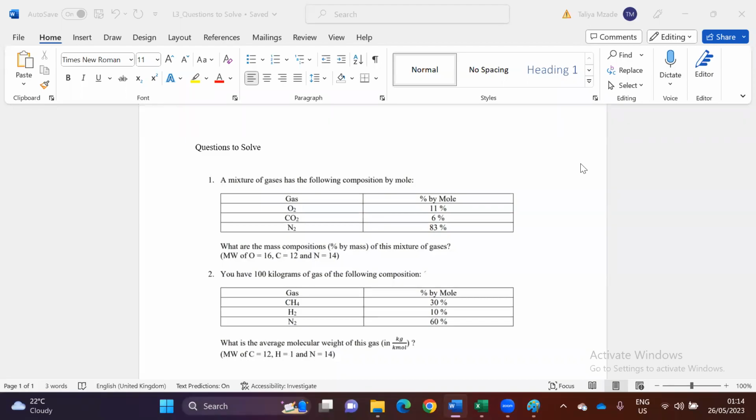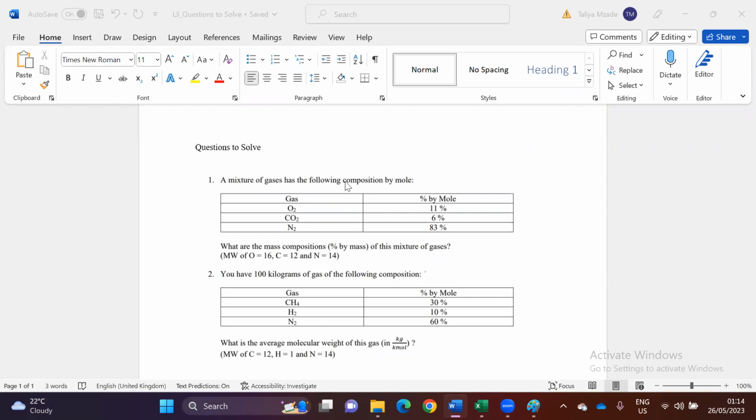Good day to all. Today we are going to work on two different problems, and these problems are very simple, and it will be a good foundation to understand the upcoming mass and energy balance problems. So as a first step, we need to understand how to approach the problems.